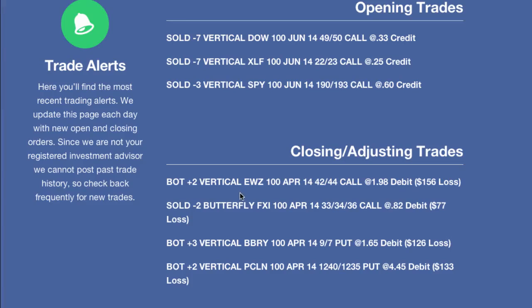All right, so the closing trades that we had today: we bought back one of the sides of our EWZ iron condor. We legged out of this one a little bit over the last week and a half or 2 weeks. So we bought back that call side that was in the money. It was actually pretty deep in the money, and so we paid almost full price for what the call spread was trading at, about 198. And overall, after all the adjustments, we took a 156 loss on this position.